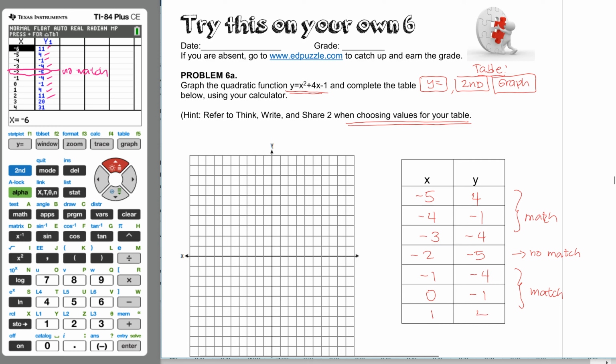So I'm looking at the calculator. Those are the table of values that I picked from the calculator. Again, you have to be very intentional in choosing your values for your table. Otherwise, you will not be able to see the complete graph of the parabola if you do not pick the right points. So let's now graph this one.